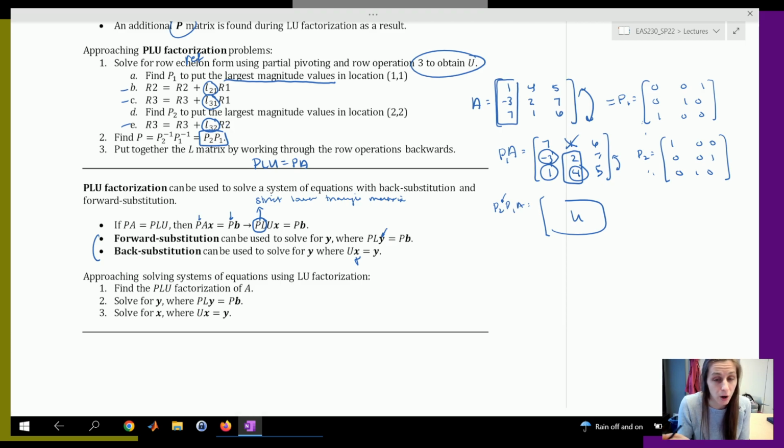That is our approach for solving system equations using PLU factorization. So we're going to find our LU factorization, solve for Y, solve for X. And we'll see plenty of examples of these during class.